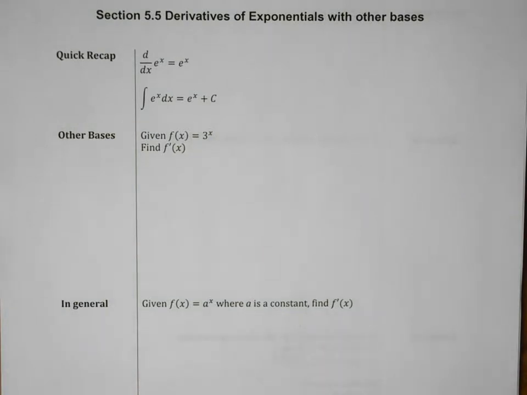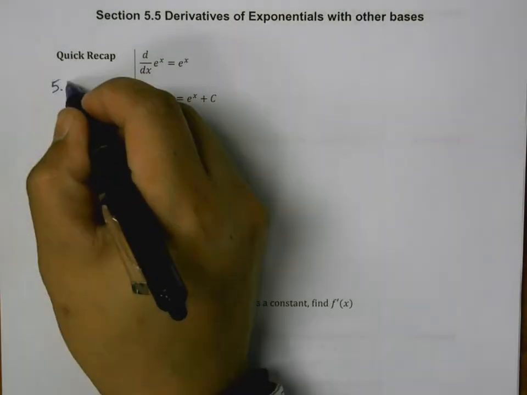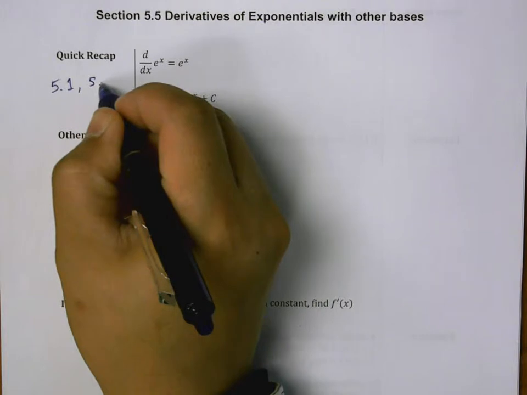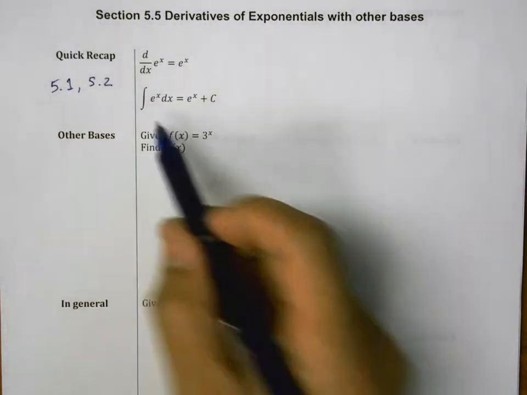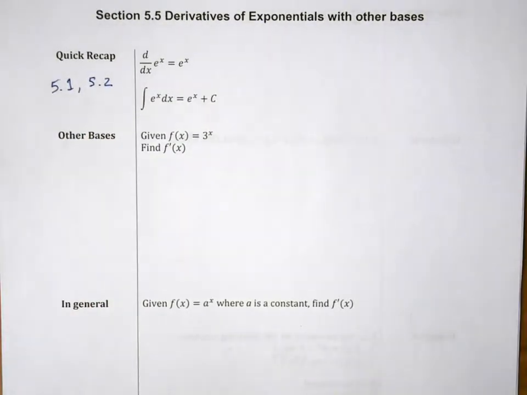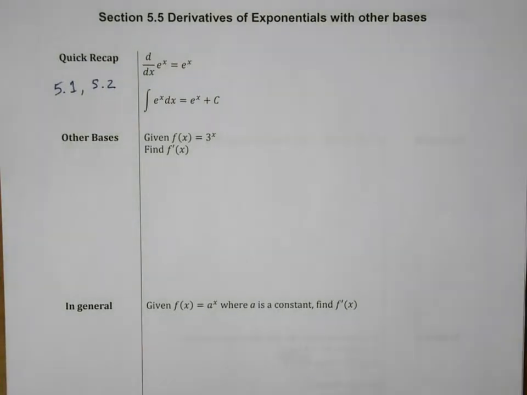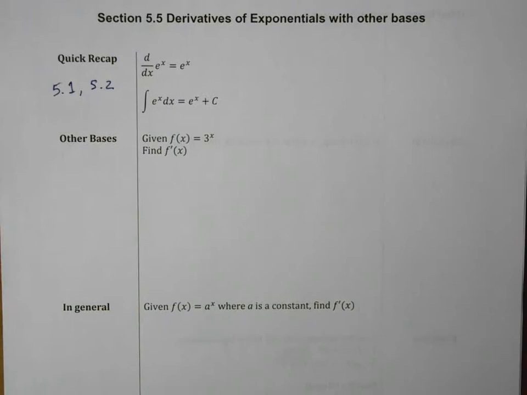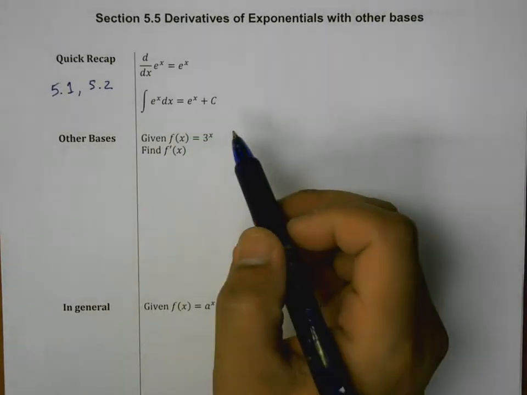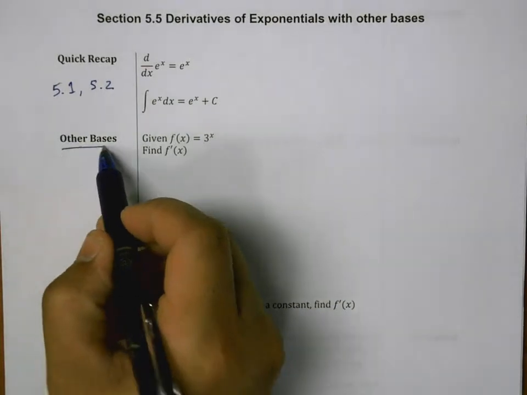So in some previous videos, in sections 5.1 and I think 5.2, we proved this result, that the derivative of e to the x is itself, e to the x, and therefore the integral or the antiderivative of e to the x dx is also itself plus a constant. Today we'll deal with other bases.